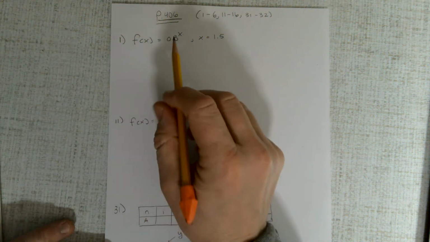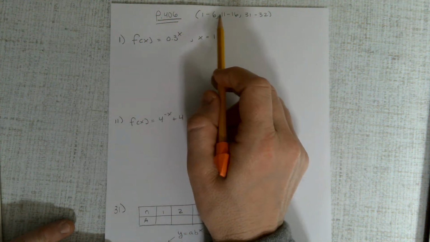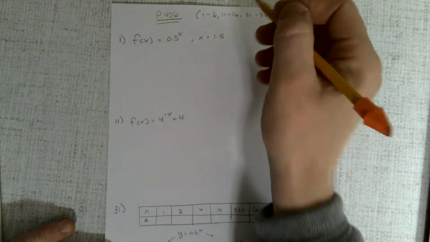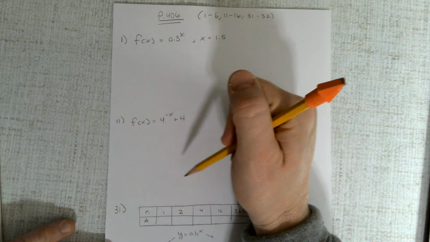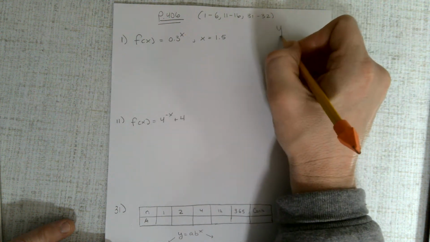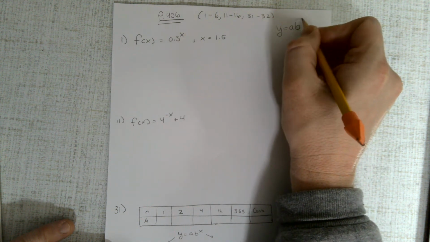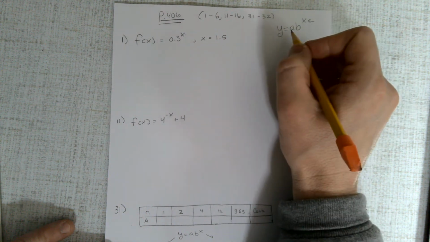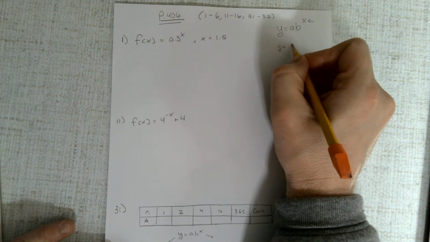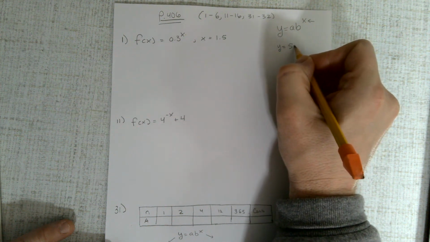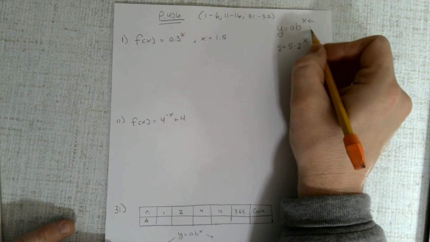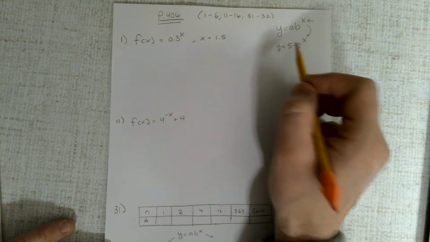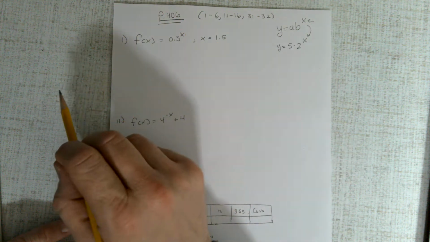Alright, hello everyone. Our assignment today is 406, 1 to 6, 11, 16, 31, and 32. It may look like a bunch of random problems, but they're all about what we do when we have a variable up here. For example, this equation could be y is equal to 5 times 2 with a variable up there. So what do we do here in exponential equations? We'll deal with this for another 2 weeks, and then we'll move on to something else.